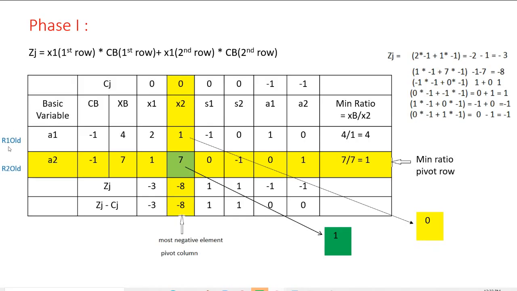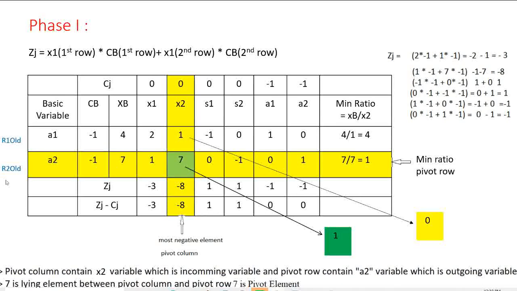So consider this is our R1 old and R2 new, R2 old. So we have to make all these values in the form of 1 and 0. So here the pivot column contains the x2 variable, which is the incoming variable, and the pivot row contains the A2 variable, which is the outgoing variable.